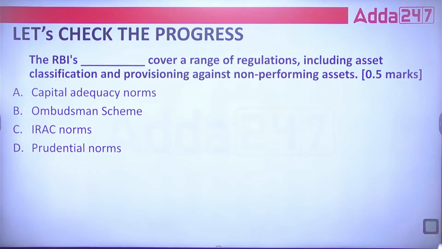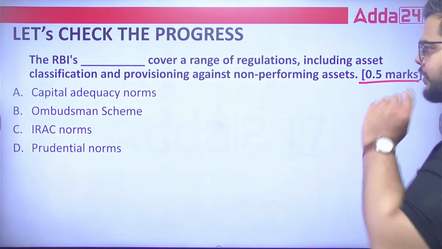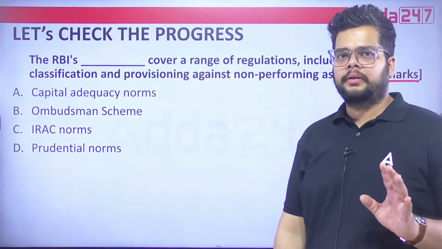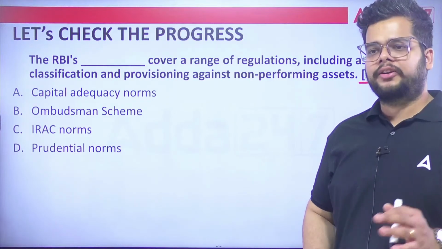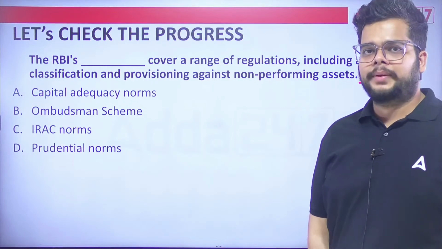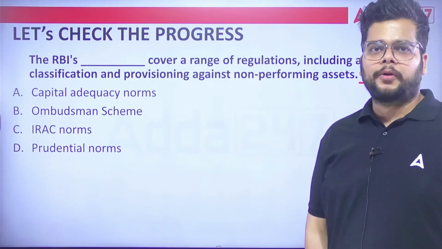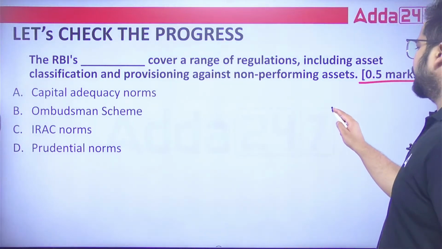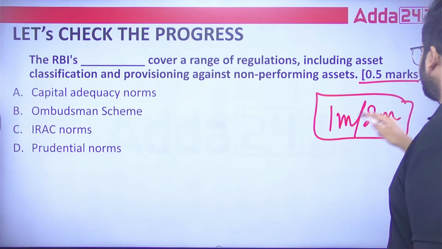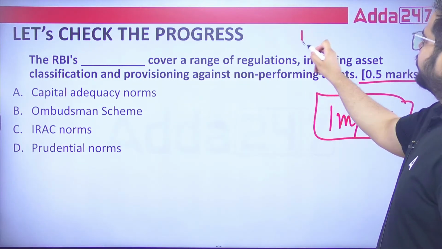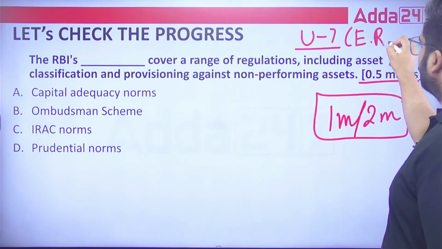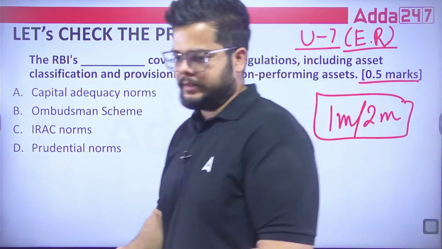Okay, what about this question? Again, a 0.5 marker. See, one thing should be very clear in your mind. When we talk about unit number 6, maximum questions are of 0.5 marks only. Single line questions, you can say. As we move on to unit number 7, again, maximum questions will be of 0.5 marker, but some questions have the potential to be asked in the 1 marker or 2 marker category as well. So this is unit 7. The question is from unit number 7, economic reforms. Quickly tell me what will be the correct answer.